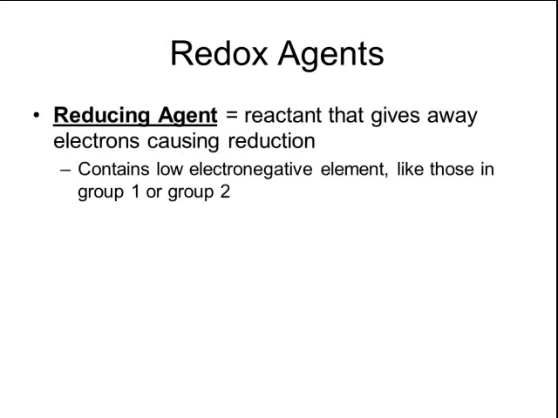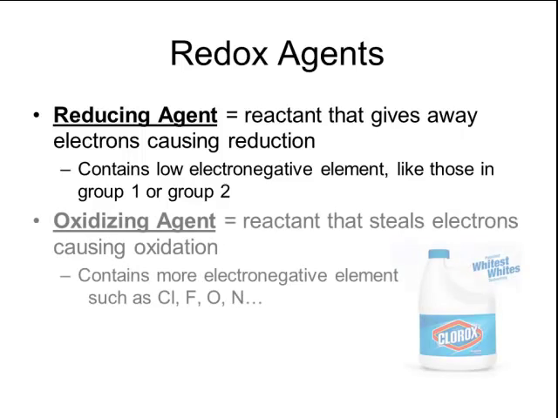In redox reactions, there are also special chemicals called reducing agents and oxidizing agents. The reducing agent is the chemical that causes reduction, and it causes reduction by giving away electrons. The reducing agent in a reaction is normally the reactant that contains an element that has a very low electronegativity, like those elements that are in group 1 or group 2 that have a tendency to lose electrons easily.